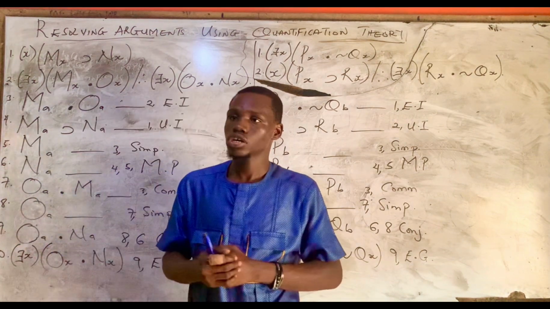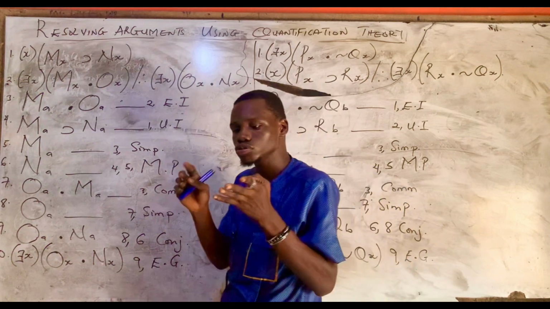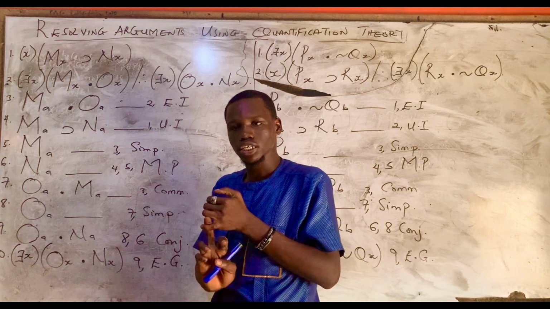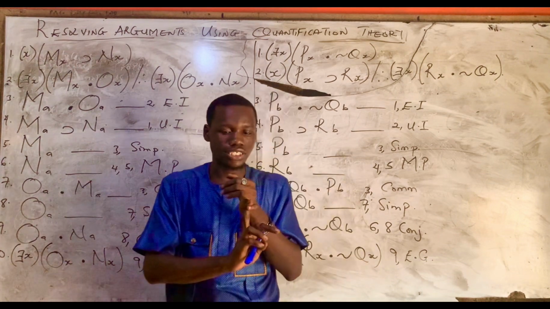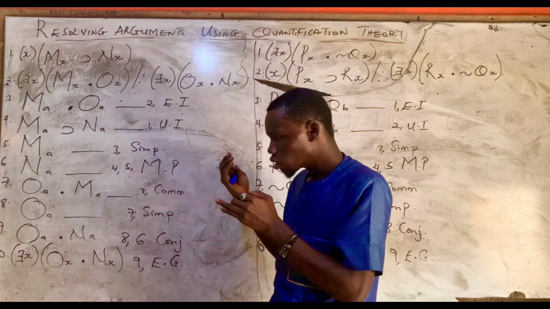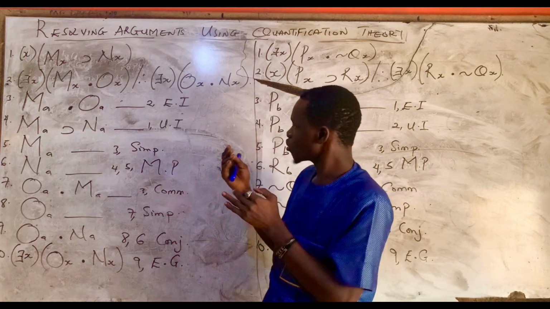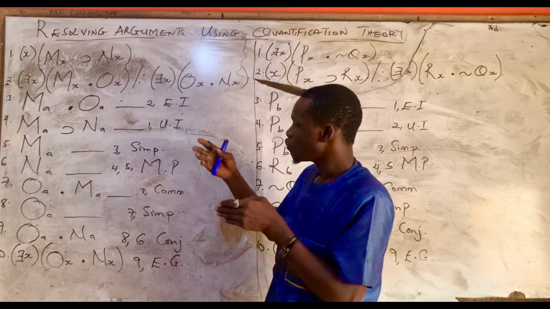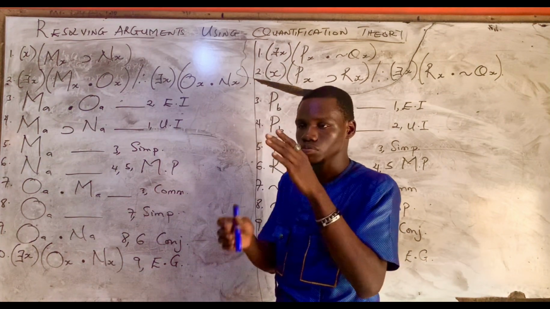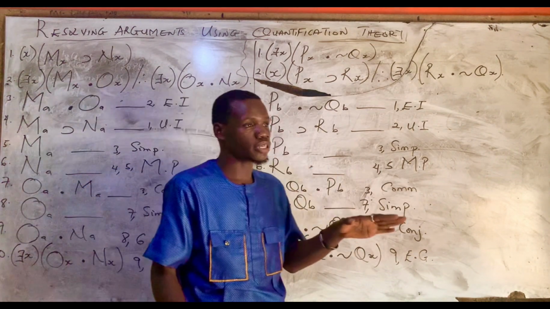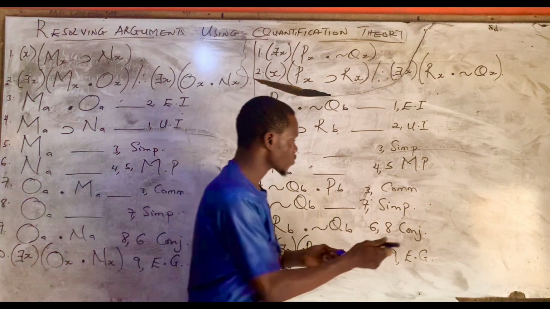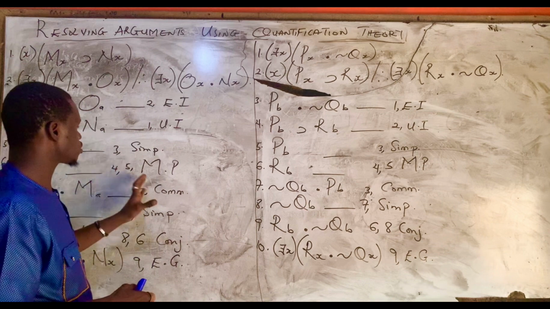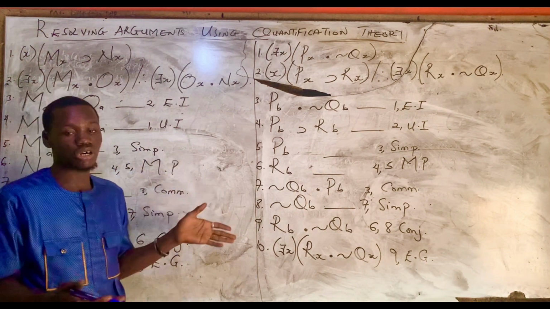How to resolve arguments using quantification theory. And don't forget the four rules: universal instantiation, universal generalization, existential instantiation, existential generalization. For universal instantiation, from a universal proposition we arrive at an instance. For universal generalization, from an instance we arrive at a universal proposition. Existential instantiation, from an existential proposition we arrive at an instance. And existential generalization, from an instance we arrive at an existential proposition. So that is how to resolve arguments using quantification theory. I believe from this explanation you'll be able to understand better how to resolve arguments using quantification theory. Thank you.